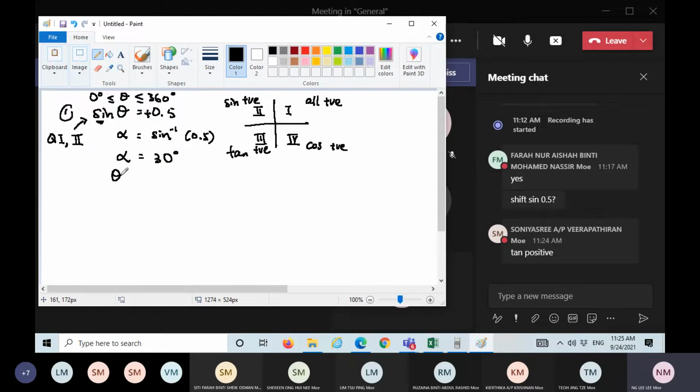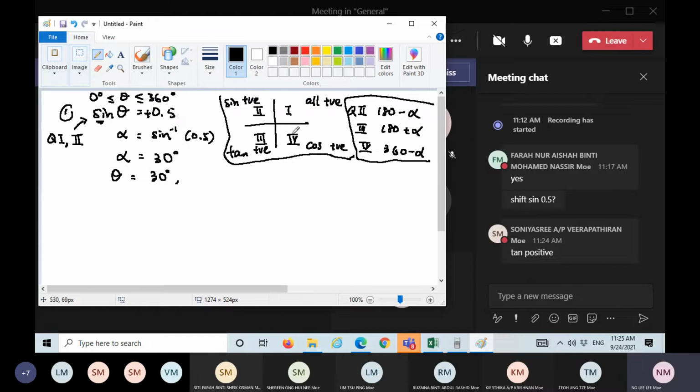So your theta is equal to 30 degrees. The second quadrant, remember, is 180 minus alpha. I write it at the side. Second quadrant is 180 minus alpha. Third quadrant is 180 plus alpha. Fourth quadrant is 360 minus alpha. This one you write down. All this you need. If you are not clear, then you also need to write it down.